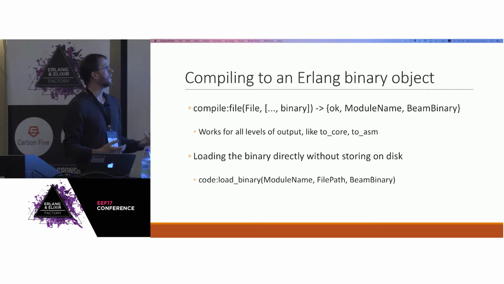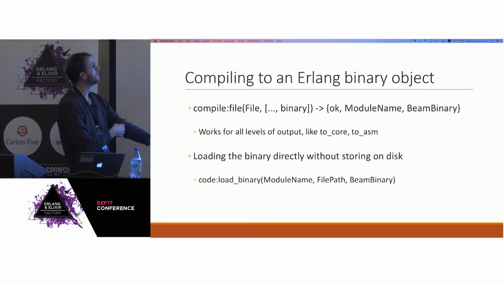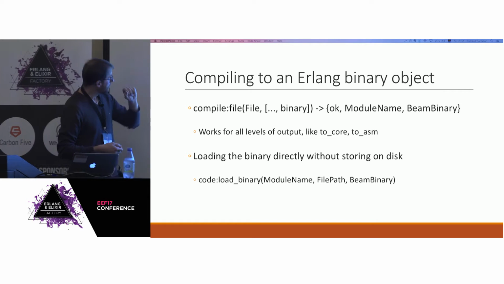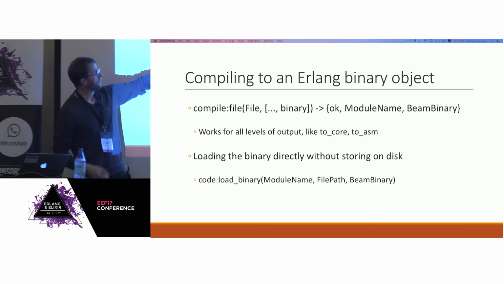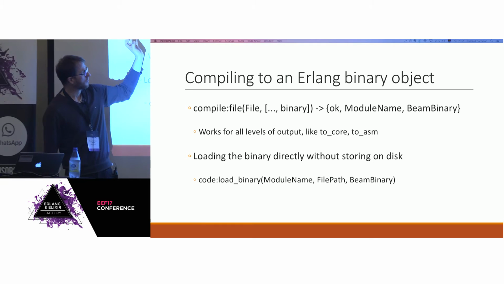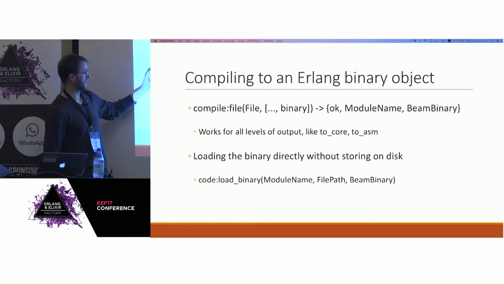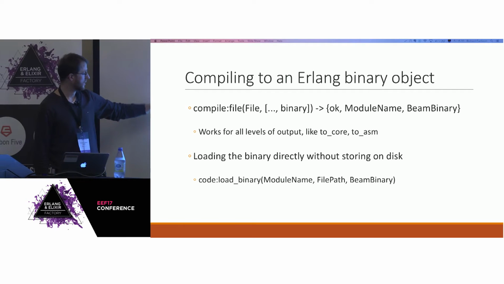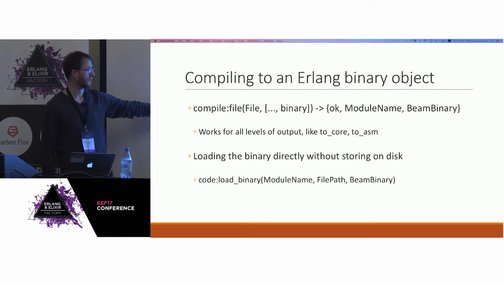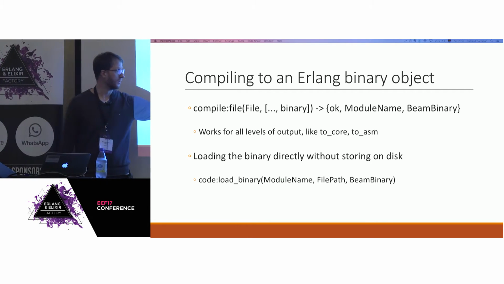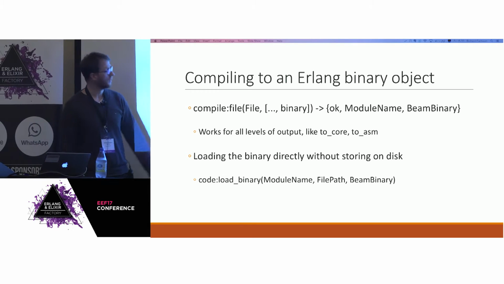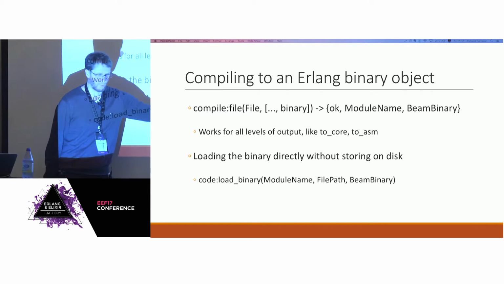But the most useful usage of this is to pass the binary option and compile it completely to a beam binary, and then directly from your own code call the code loader and say, load this binary as this module name, and say that this was the file path where I took it from.